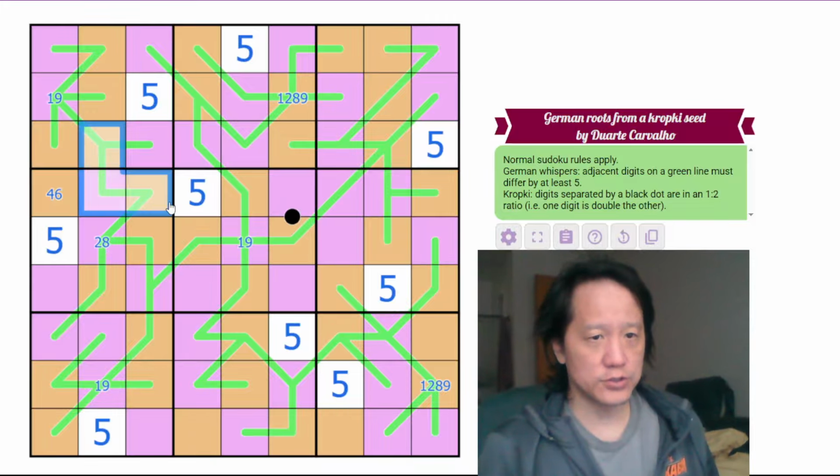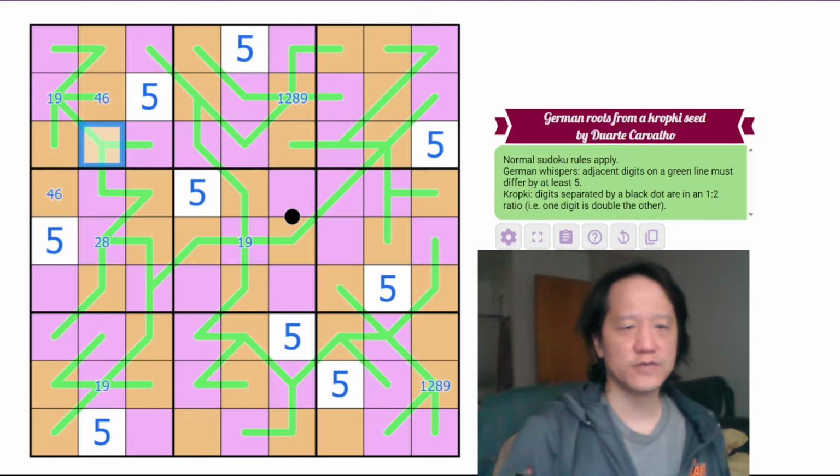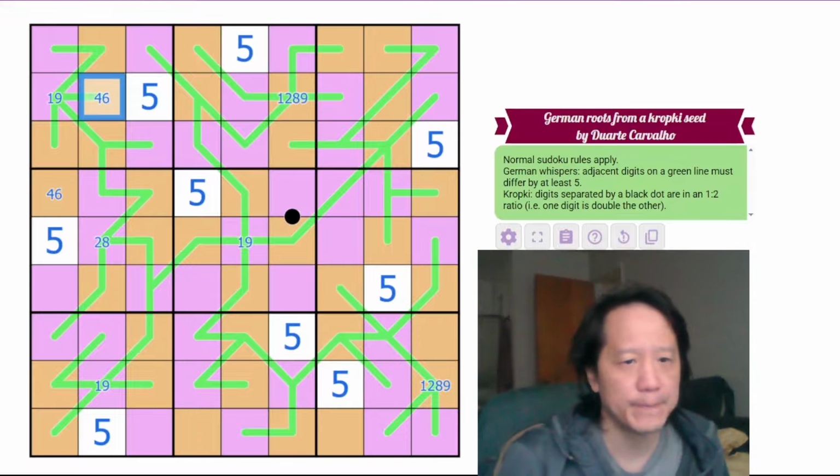This is next to 2 digits, but it could be just 1 unique one. So we know 4 and 6 have to be in this upper left-hand box. It cannot be here. It has to be one of these 3. It cannot be here because that's next to 2 unique digits. It can't be here because that's next to 2 unique digits. So it has to be here. So this is the 4, 6 there.